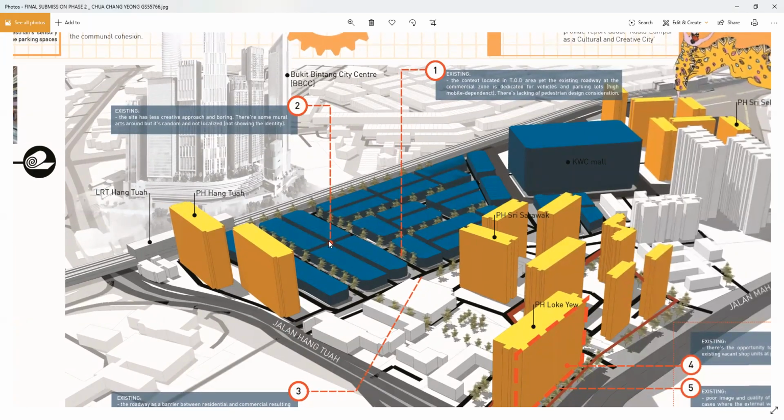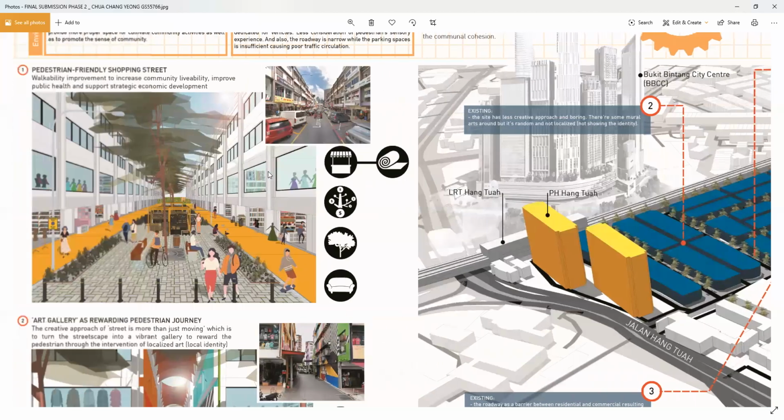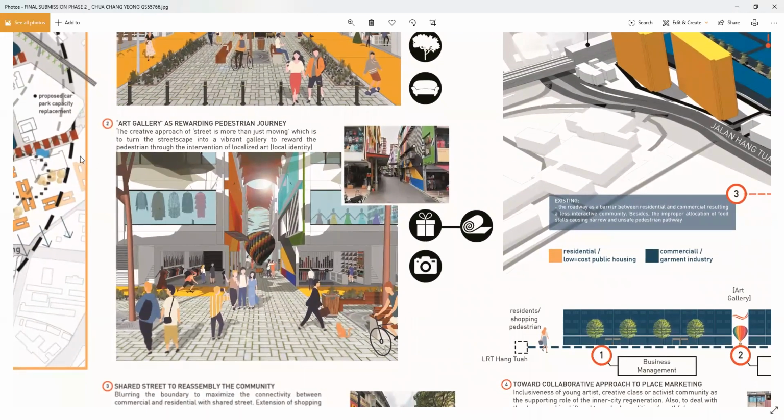Here, the site has a less creative approach and is boring. The current site has some mural art, but it's not really showing the local identity. So what can I do to localize it? The approach will be the art gallery as a rewarding pedestrian journey. The creative approach of a street is more than just moving, which is to turn the streetscape into a vibrant gallery to reward the pedestrian through the intervention of localized art.